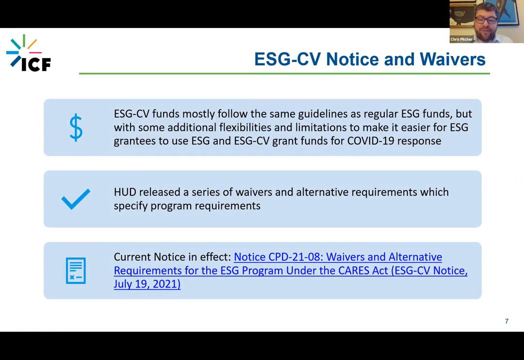All right, the ESG-CV program is managed by the same notices and rules as the ESG program unless otherwise noted in an ESG-CV waiver, a notice, or a flexibility. HUD released a series of waivers and alternative requirements that specify exactly what those nuances are for the ESG-CV program. Here at the bottom of the page, you can see that the current notice in effect is CPD 21-08, released July of this year. That's going to have the most flexibilities. That includes sponsor-based rental assistance, and being able to work with tribal nations. Nora will go over this in more detail.